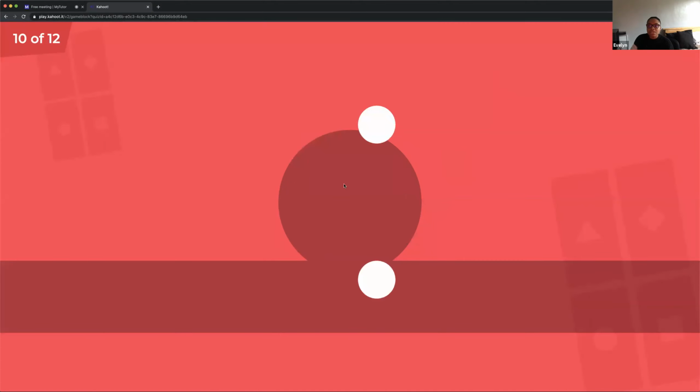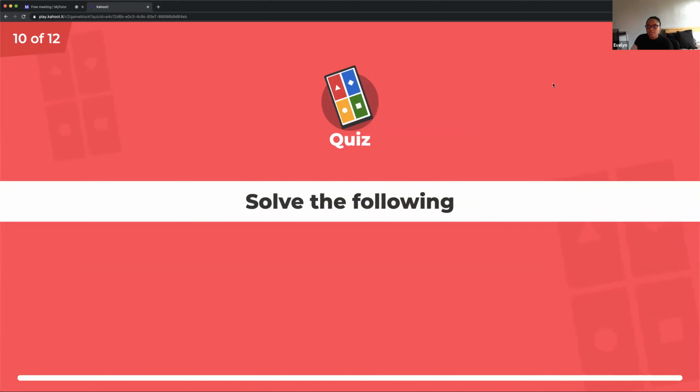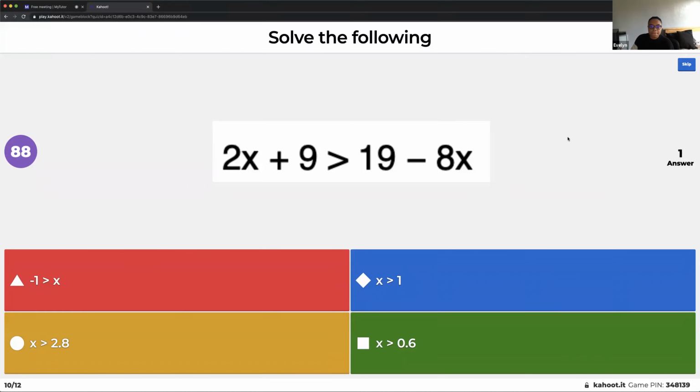Right, second to last question, also worth double the points. Solve the following. Have a go at this. So remember what I was saying before? Just a little hint, look for the smallest x.